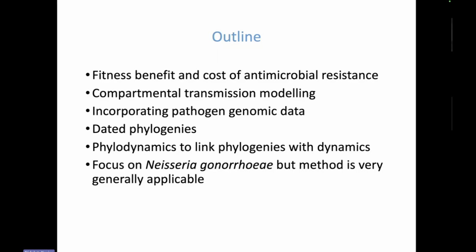We're going to focus mostly on Neisseria gonorrhoeae for this, because that's what I've been using a lot for my research. But it's really just an example. In fact, the methods I'm presenting today are very generally applicable, I think, and you could apply them to a lot of different systems and a lot of different antibiotic resistances.